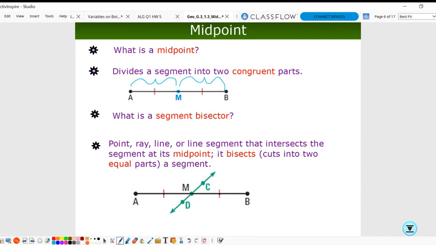A segment bisector could be a point like we have here. It could be a ray, or it could be a line or a line segment. It intersects the segment at its middle point, or midpoint. It bisects. Bisect means to cut into two equal parts. So here we have that same segment AB, and we have a line DC that is the segment bisector. It's going right through the segment at its midpoint.